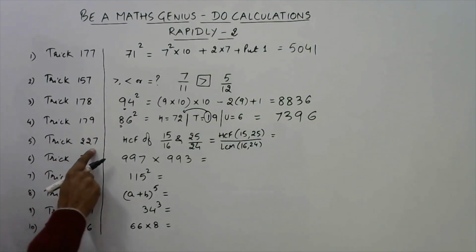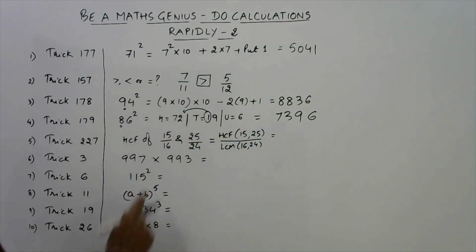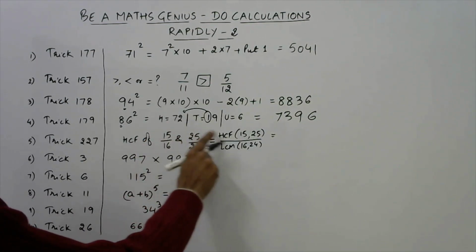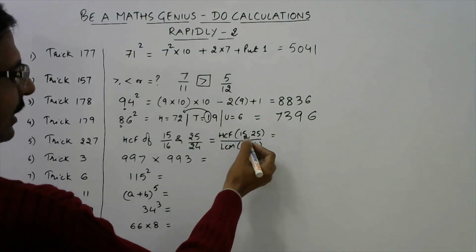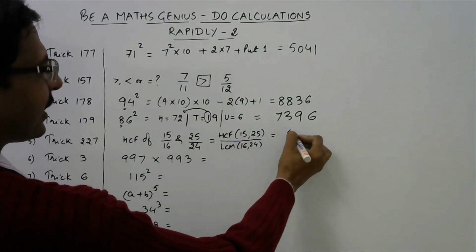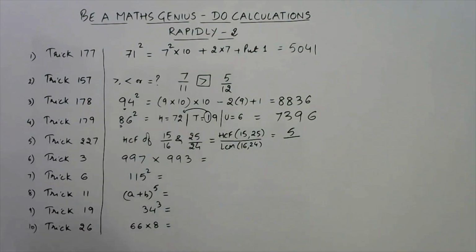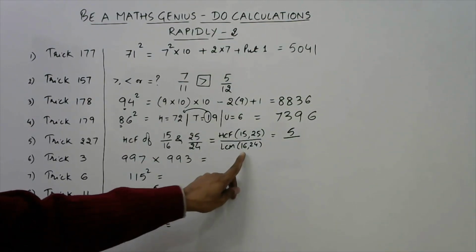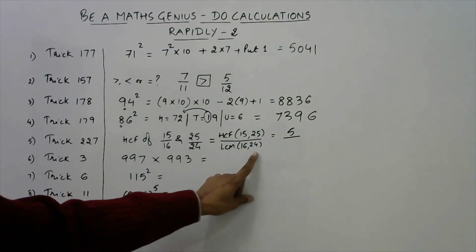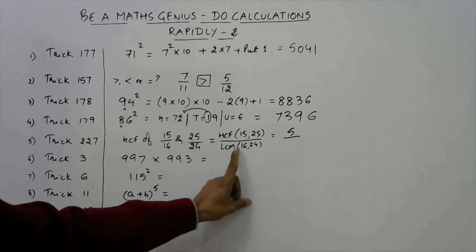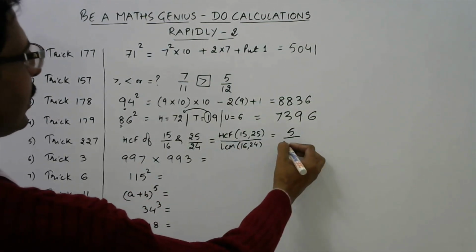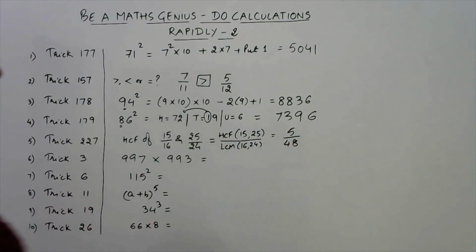So trick 227, HCF of fractions. In this case, find the HCF of numerators and the LCM of denominators. See, you can see very clearly here 15 and 25, the common factor is 5. So 5 will be the HCF. And 16 and 24, 16 does not divide 24. So take multiples of 24, 24 into 2, 48. 48 is divisible by 16. So 48 is in the denominator. So 5 upon 48 is the answer.